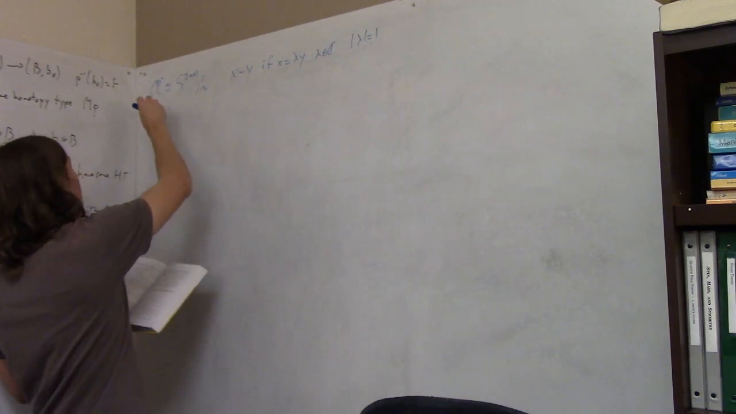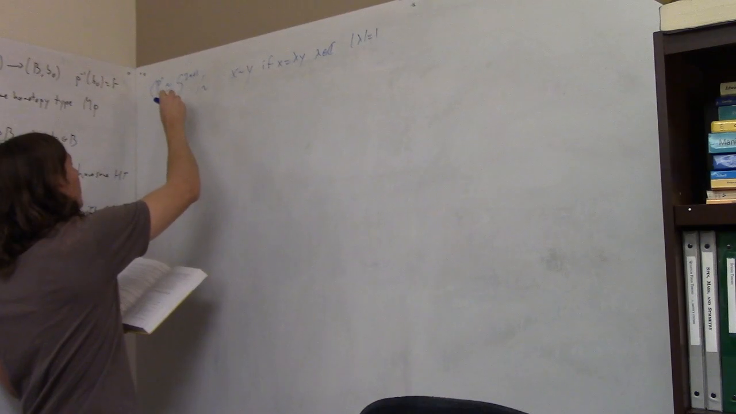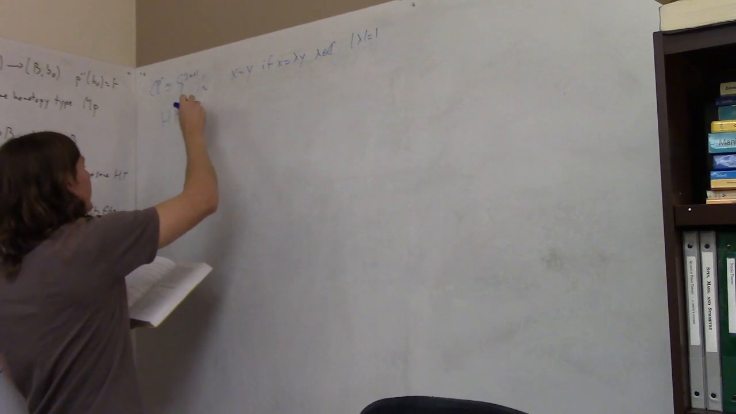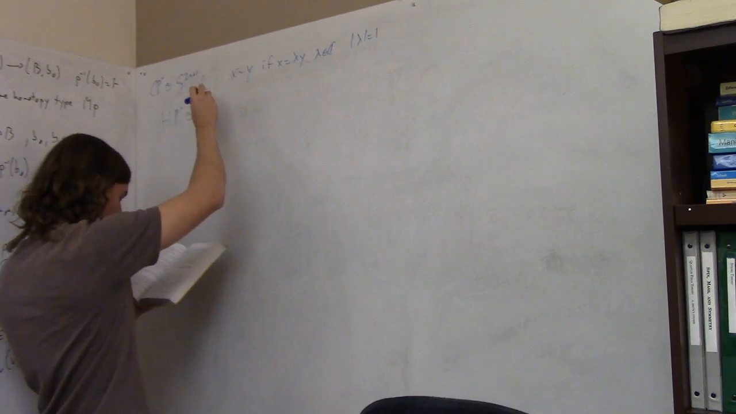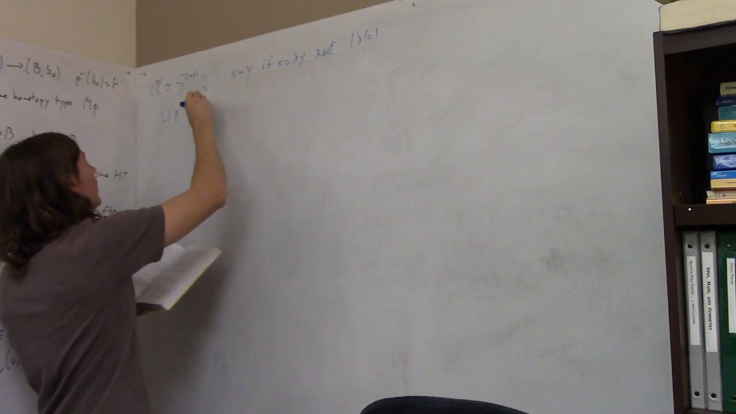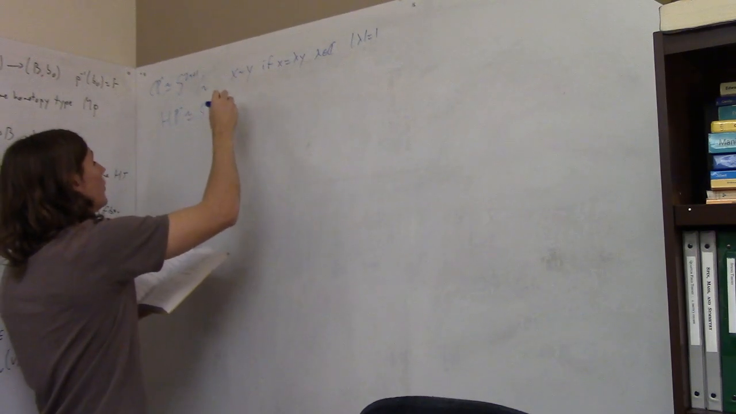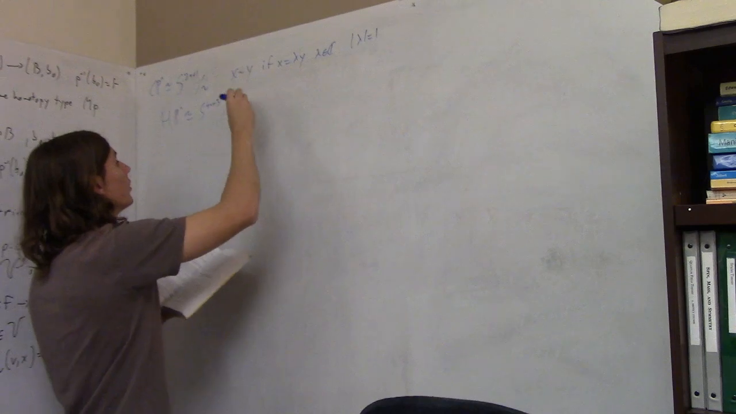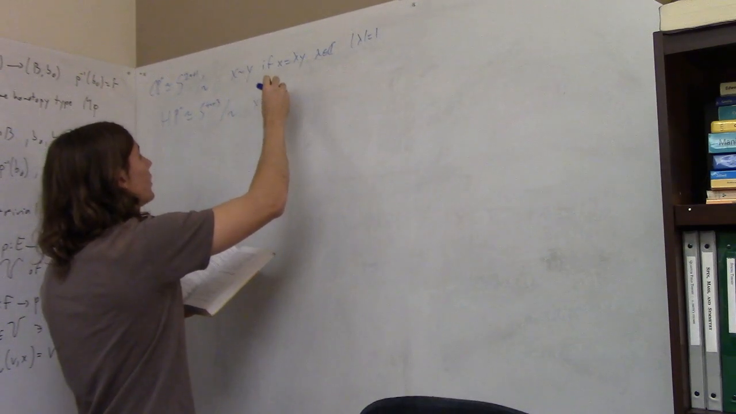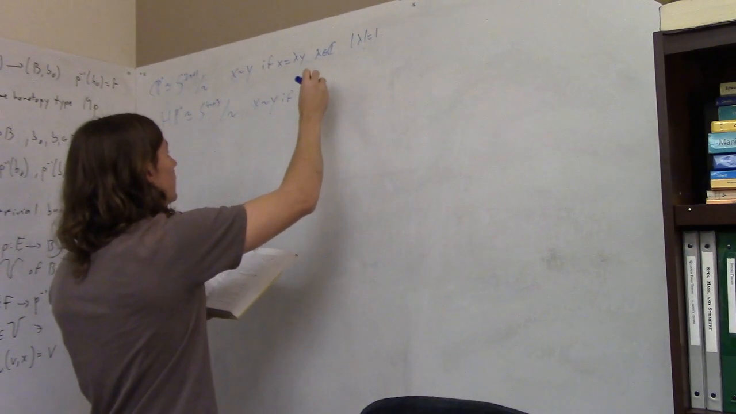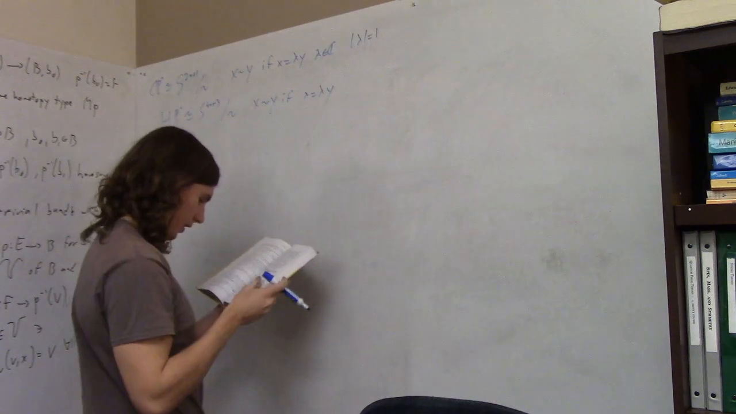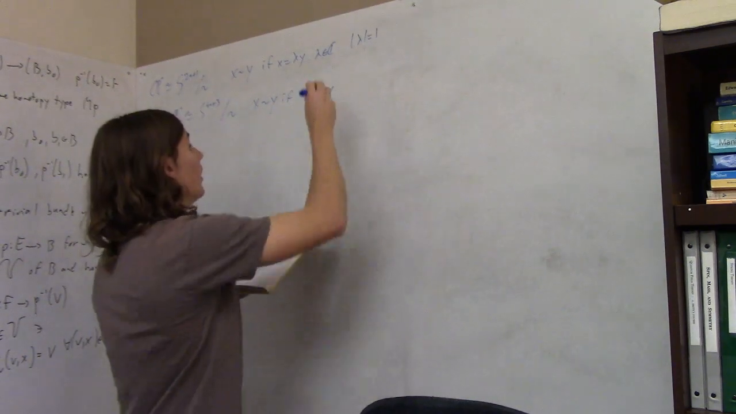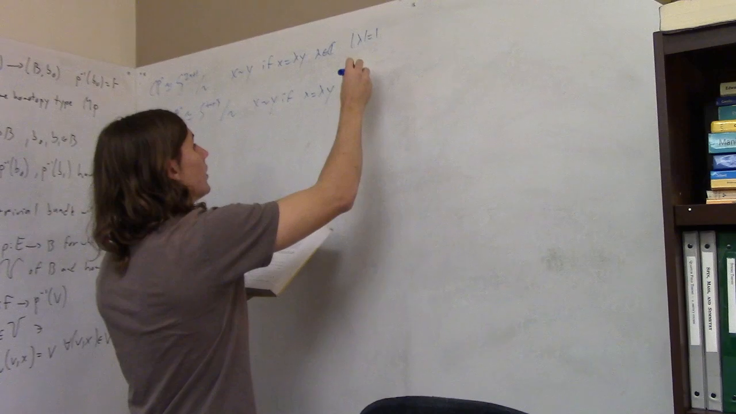Similarly, we have HPn, isomorphic to S^(4n+3), I think. A similar equivalence relation where x is equivalent to y if x is equal to lambda y. Finish the same thing, where lambda is a quaternion now.